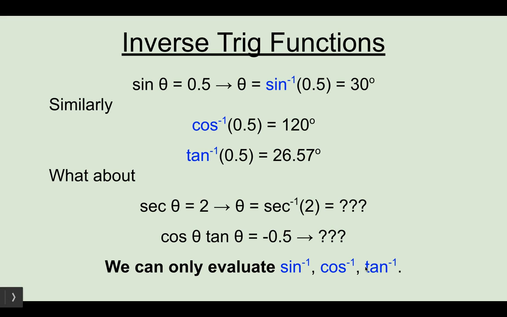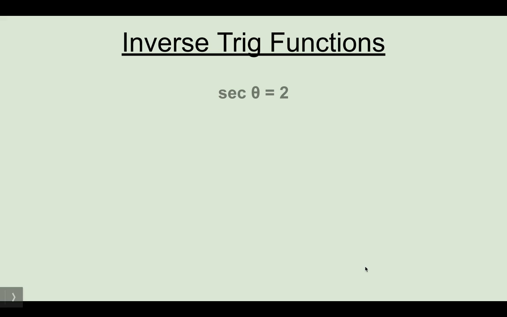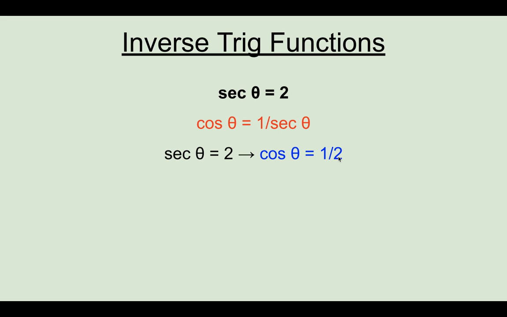Okay, so let's see how this is going to work. What if we did have secant of theta equals 2? Again, we can't inverse secant both sides because that just doesn't exist. So what do we need? We can inverse cosine both sides, so we need to change the secant into a cosine. And since we're given secant, I would use this identity: cosine theta is 1 over secant. Well, if secant is 2, then put a 2 right here. So cosine theta has to be 1/2.